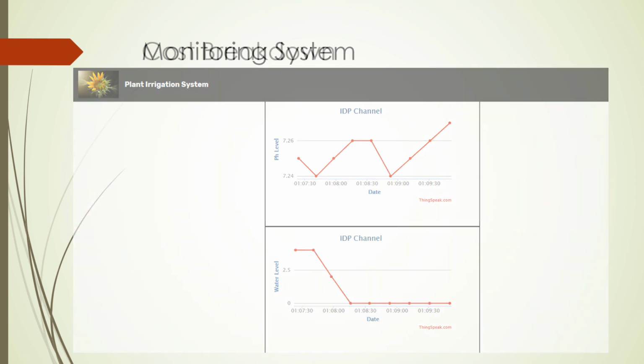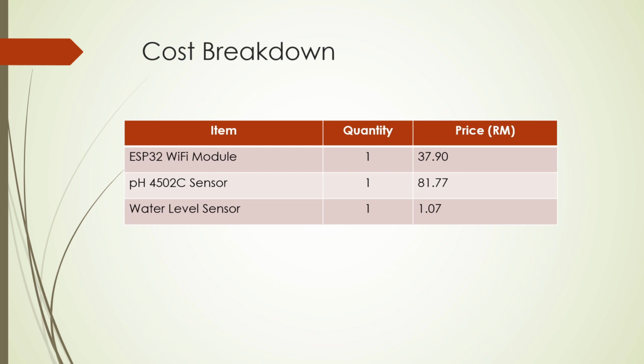Moving on to the cost breakdown, the maximum amount of budget allocated is 150 ringgit. For prototyping, we're using 3 items: the ESP32 Wi-Fi module, the PH4502C sensor, and the water level sensor. We use only one of each, and the total cost comes to 120 ringgit and 74 cents.